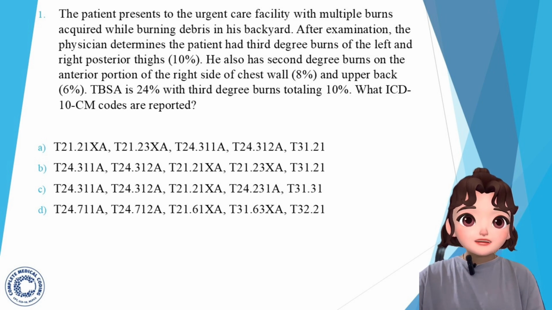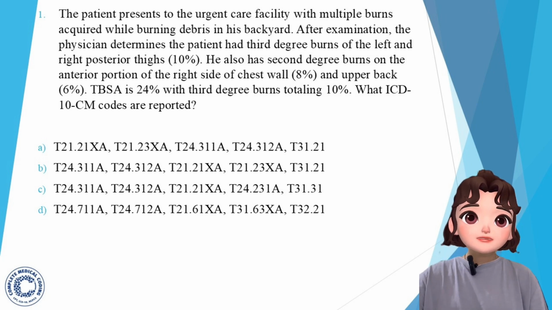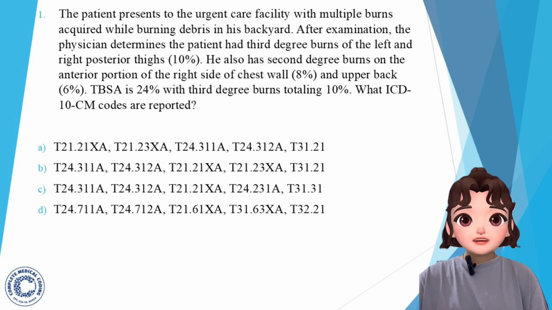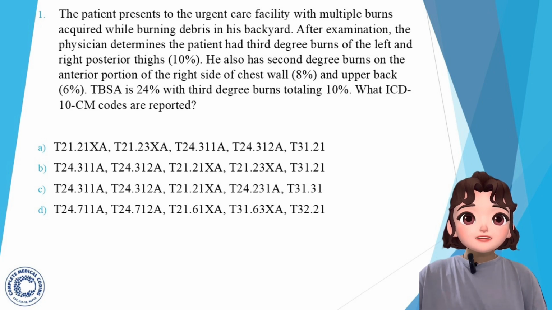Anyway, I will tell you each and every code. What is the first one? T24.311A, which means burn of third degree of right thigh. You have right thigh and left thigh, so this is right thigh. The next ICD code, T24.312A, burn of third degree of left thigh, initial encounter. The alphabet A always represents initial encounter. What is the third ICD? T21.21XA.